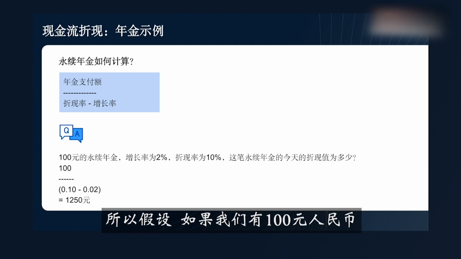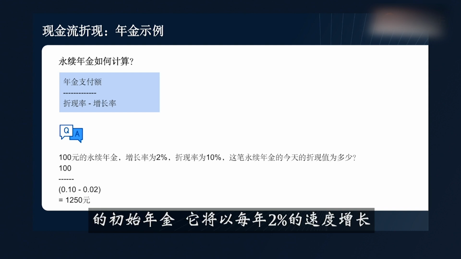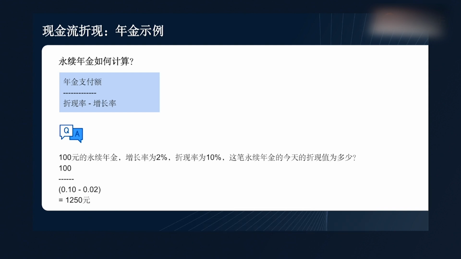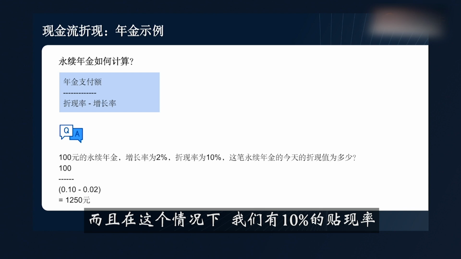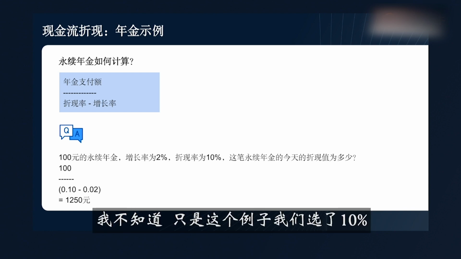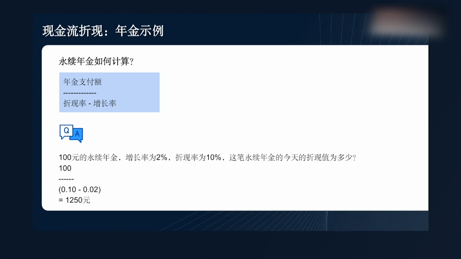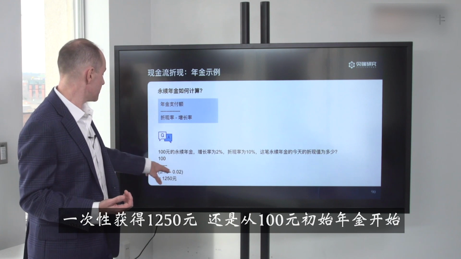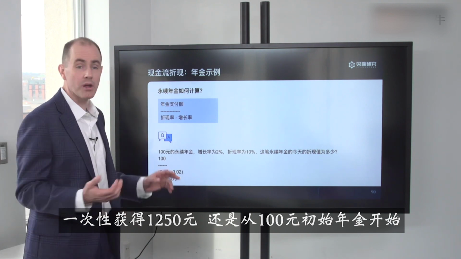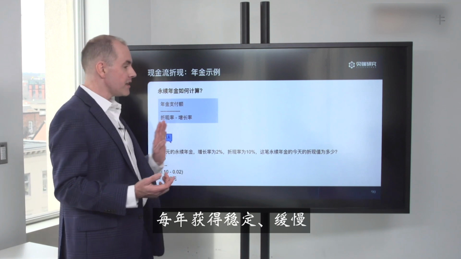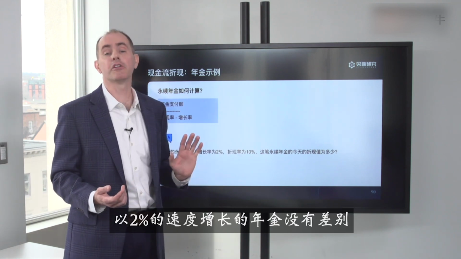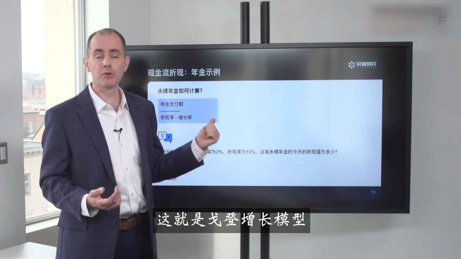So hypothetically, if we had 100 RMB starting payment, it's going to grow at 2% per year. And in this case, we have a 10% discount rate. Why not 12%? I don't know. We just picked 10% for this example. Okay? But if you use these numbers, 100 divided by 10% minus 2% equals 1,250 RMB. In other words, you'd be indifferent between getting 1,250 RMB as a one-time payment or getting this steady, slow growth, 2% grower that starts at 100 RMB and goes on forever. That's the Gordon growth model.